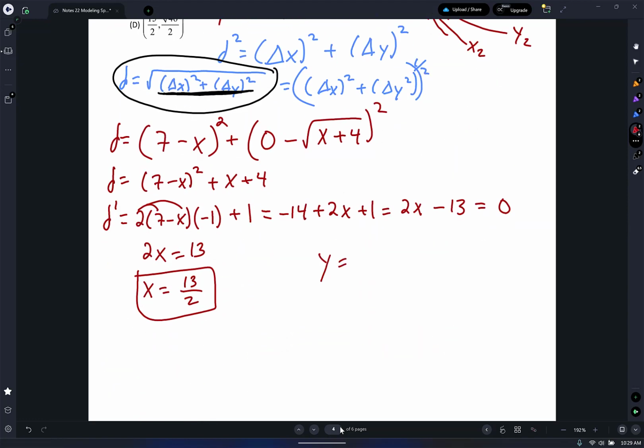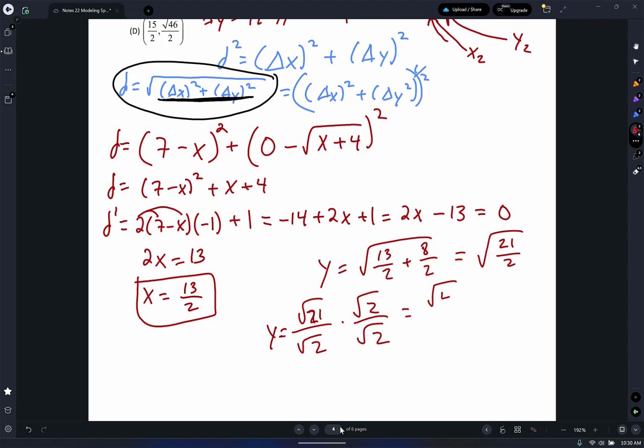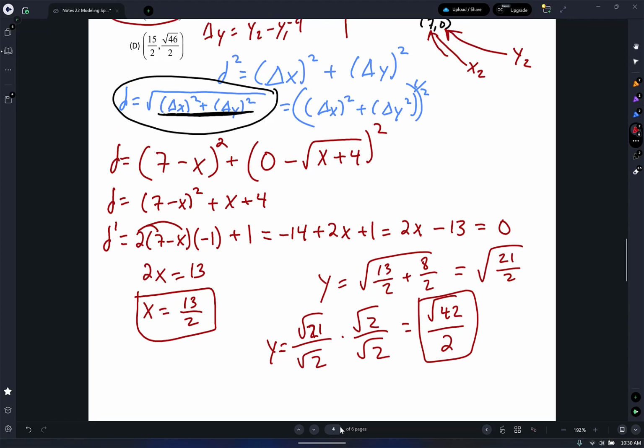Look, guys, y equals square root of 13 over 2 plus 4. I'm going to turn that 4 into 8 over 2. That's the same thing as 4, right? So square root of 13 plus 8 over 2 is square root of 21 over 2. So then I have square root of 21 over square root of 2. And then I want to multiply by square root of 2 over square root of 2. So square root of 21 times 2 is 42, and then square root of 2 times square root of 2 is 2. So look, my y value is square root of 42 over 2. Is that what they have over there? Yep.